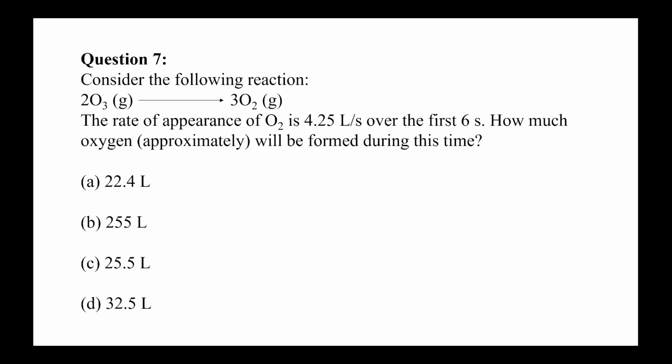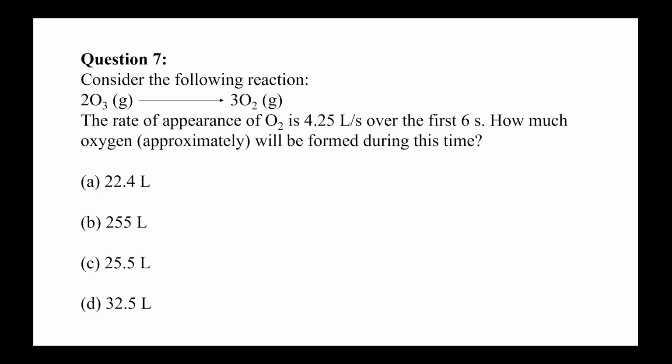That is question number 7. Consider the following reaction. 2O3 goes to 3O2. So ozone is going to oxygen. Rate of appearance of O2 is 4.25 liter per second over the first 6 seconds. Okay, over the first 6 seconds, the rate of appearance of O2 is 4.25 liter per second. How much oxygen will be formed during this time?